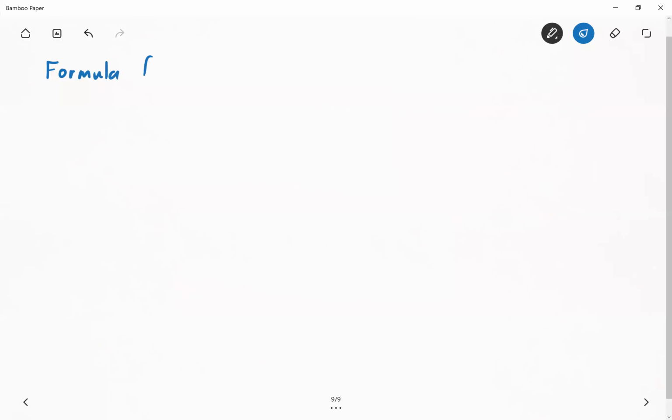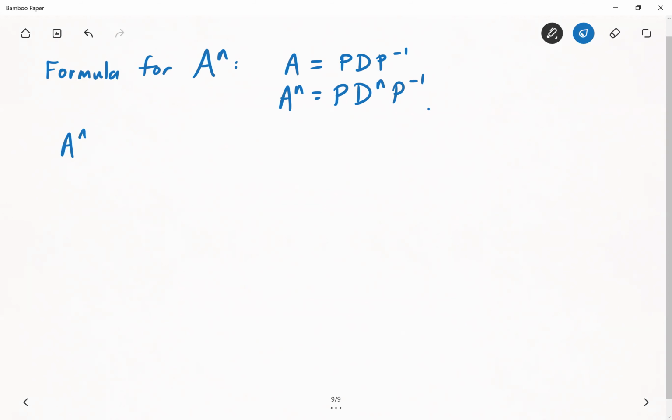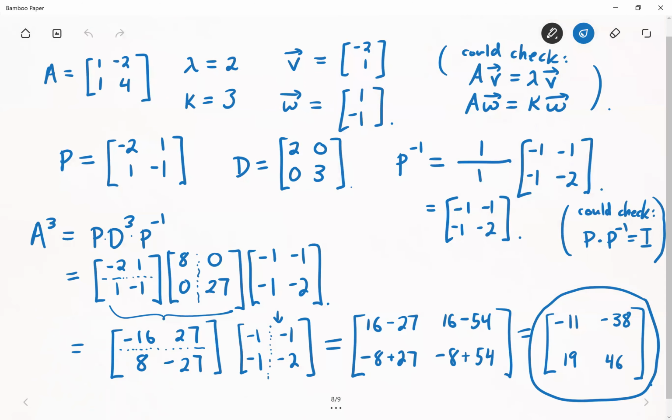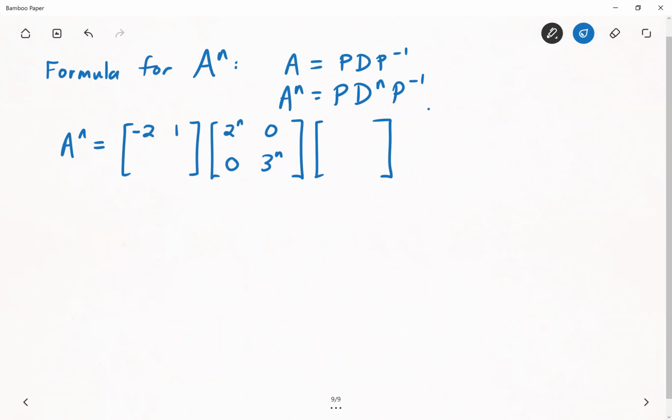And so let's say we want a formula for A to the n. Well, since A can be written as P times D times P inverse, A to the n, we know, can be P D to the n P inverse. All right, so let's actually just work out what that's going to be. A to the n is going to be equal to, in this particular example, I know D to the n is 2 to the n, 0, 0, 3 to the n. I'll put P inverse in here. Need to remind myself of what these were. Going back a page, let's see, -2, 1, 1, -1. This other matrix I remember was -1, -1, -1, -2.